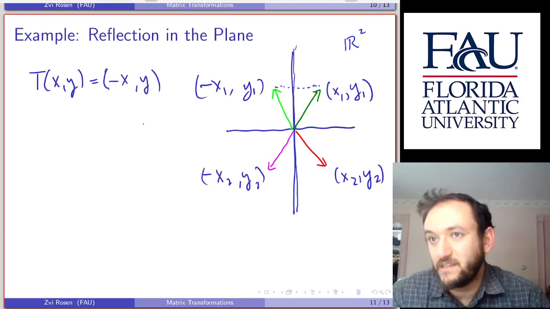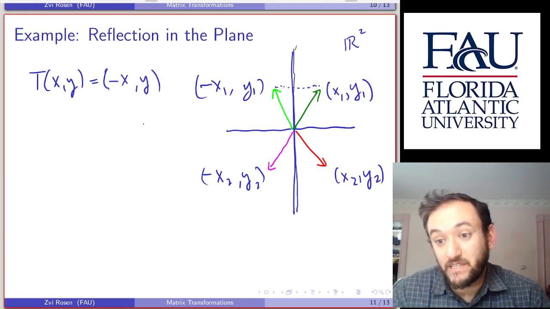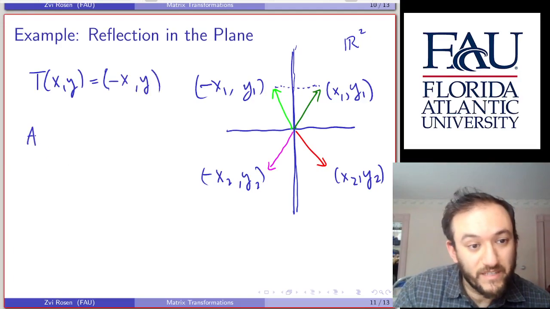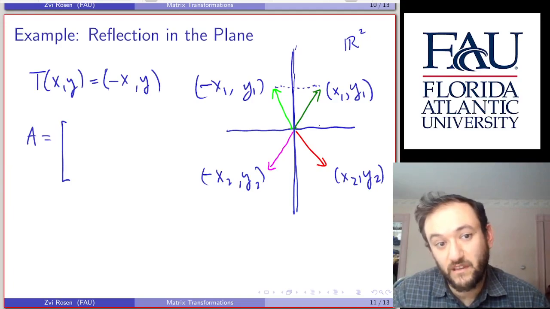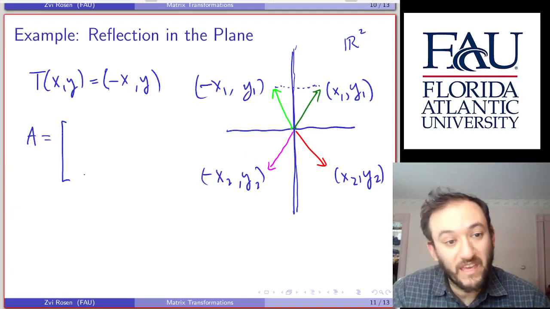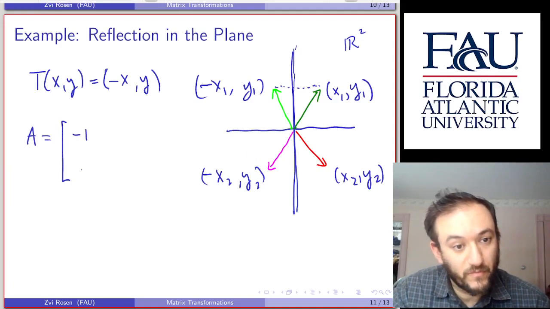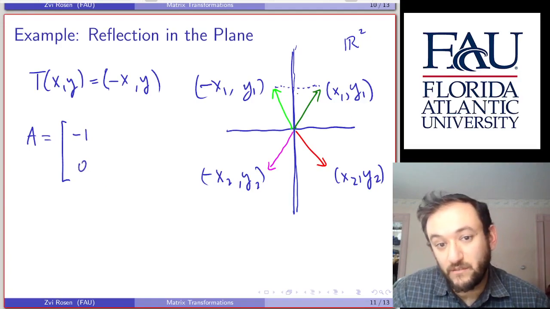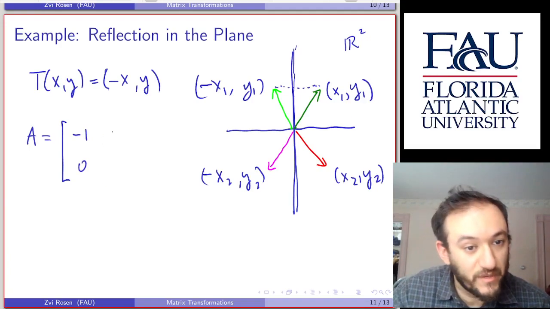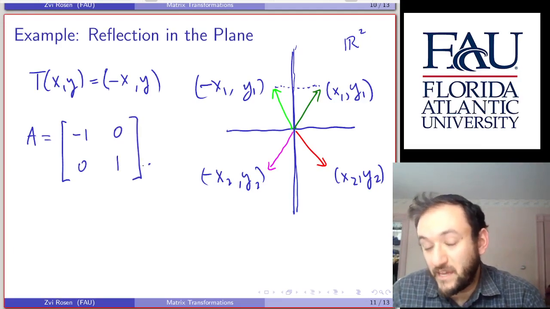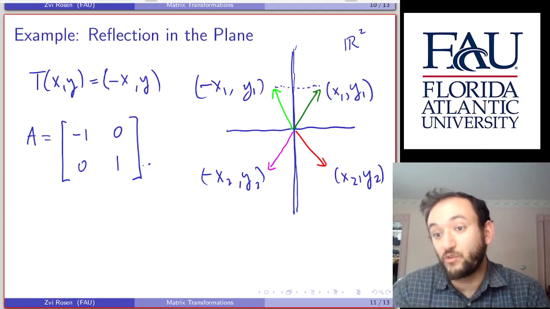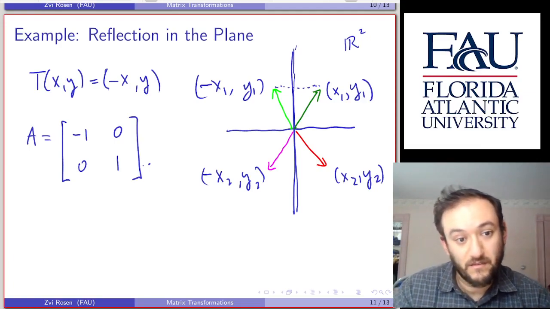Okay, and when we want a matrix to represent this, we're going to have A equals the value on the first standard basis vector. So when we plug in 1, 0, we get back minus 1, 0. And when we plug in 0, 1, that doesn't change, so we get 0, 1. Okay, and this is the matrix associated to reflection across the y-axis.